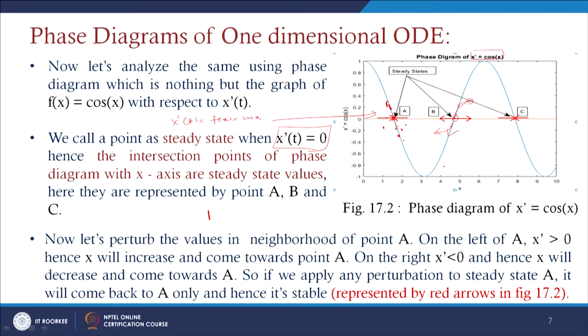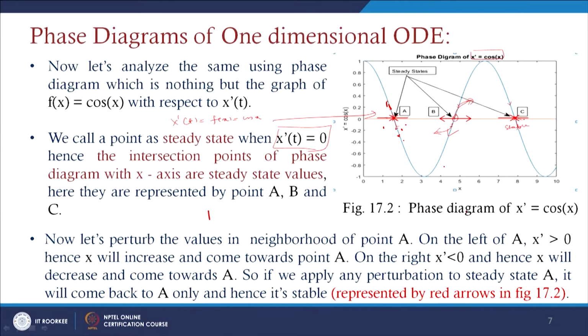And if you look at point C here, the left part is like a monotonic increasing function, which means afterwards it will also increase, so it will move towards the point C here. And the right portion is monotonically decreasing, so it will decrease again and come towards the point C. That is why we are saying C is a stable point and A is a stable point here, but B is an unstable point.